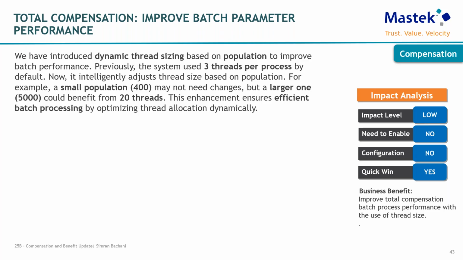The next is total compensation, improve batch parameter performance. The new dynamic logic adjusts thread size based on the population in the total compensation batch process, improving performance. Smaller populations use default threads, while larger populations can benefit from more threads, optimizing processing efficiency.